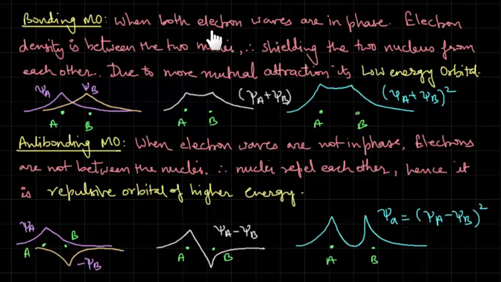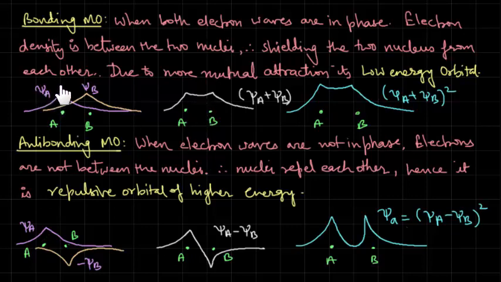So when two electron waves are in phase, the electron density is between the two nuclei, therefore shielding the two nuclei from each other, and it is a stable one, and due to this mutual attraction, it's a low energy orbital. So let's say this is the wave function xi A and this is the wave function xi B. If they are in phase, then we will add them. So let's add these two. It will look something like this, right? So this electron density between A and B now is more.